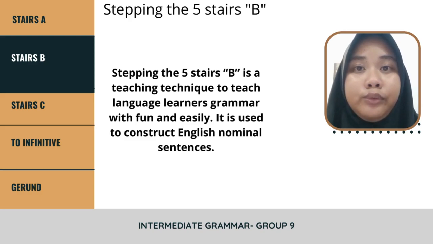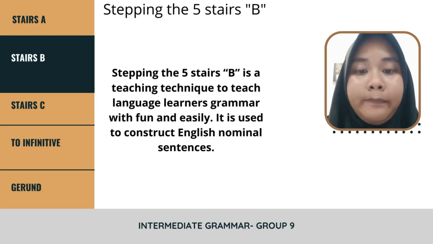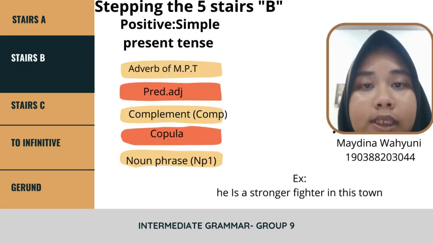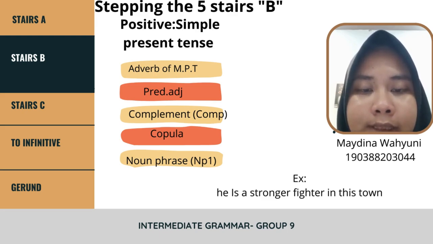Here I want to explain about the stepping stairs 5B. Stepping stairs 5B is a teaching technique to teach language learners grammar with fun and easily. It is used to construct English nominal sentences. These are the stepping 5 stairs B, simple present tense with positive sentences.